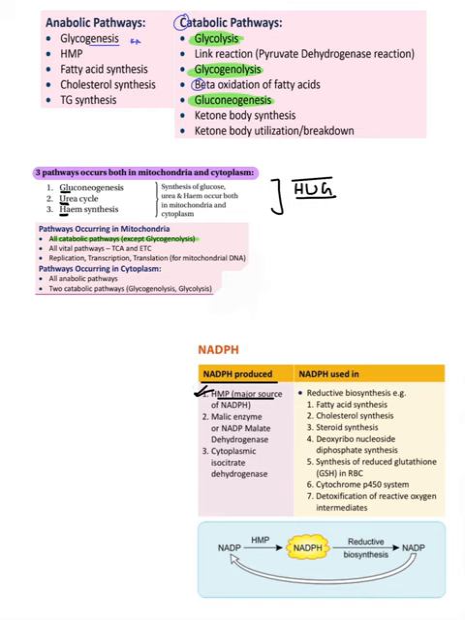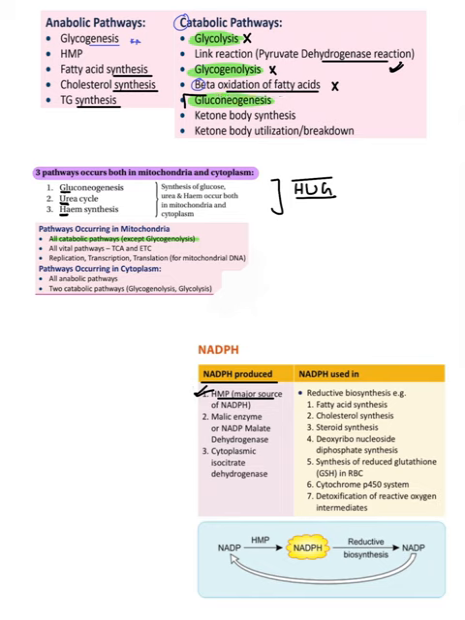See, anabolic pathways are the ones that form something: glycogenesis, the formation of glycogen, HMP, fatty acid synthesis, cholesterol synthesis, triglyceride synthesis. Glycolysis is the breakdown of glucose. In the link reaction, pyruvate breaks down to acetyl coenzyme A and it further enters the TCA cycle. Glycogenolysis is the breakdown of glycogen, and beta oxidation is the breakdown of fatty acids.